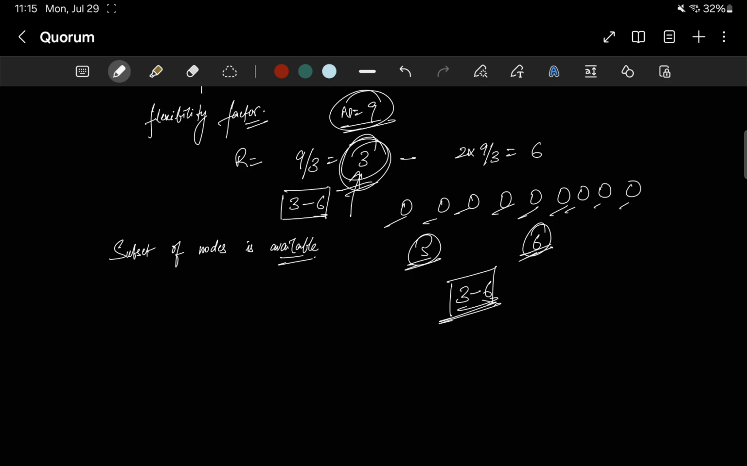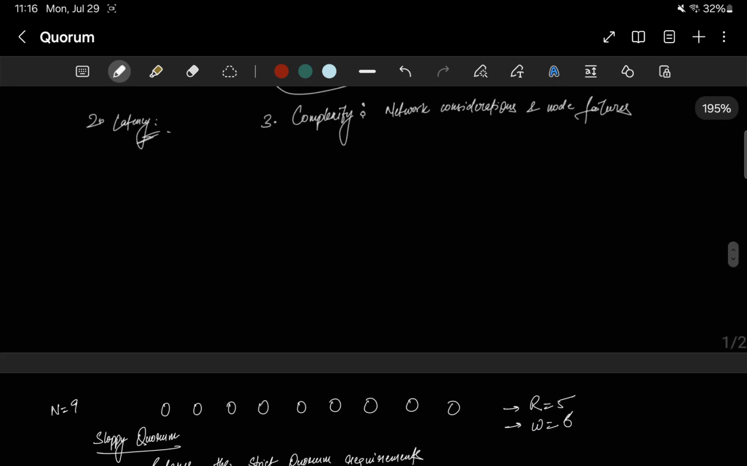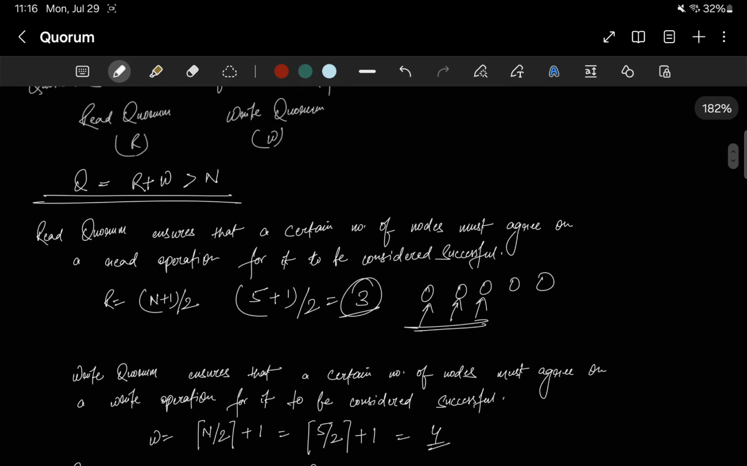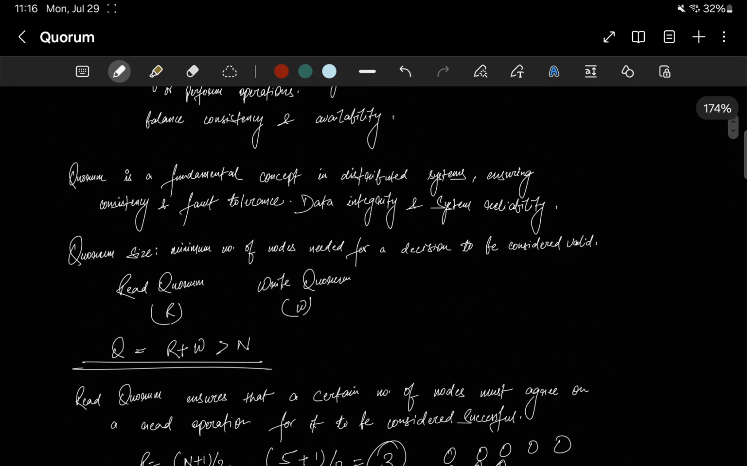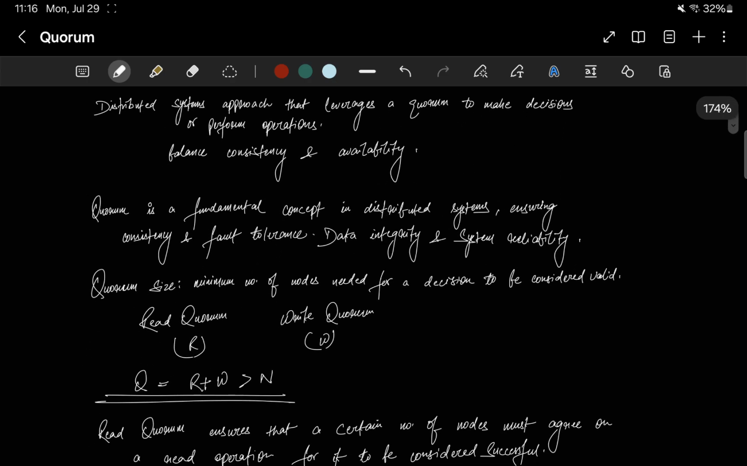So that's what sloppy quorum does, and this concludes our quorum topic. I hope I have explained it in as much detail as possible. It was to explain quorum and try to understand these concepts with what I have taught in previous videos, and also try to link them together, how one is used in another, or how one can be used in another.